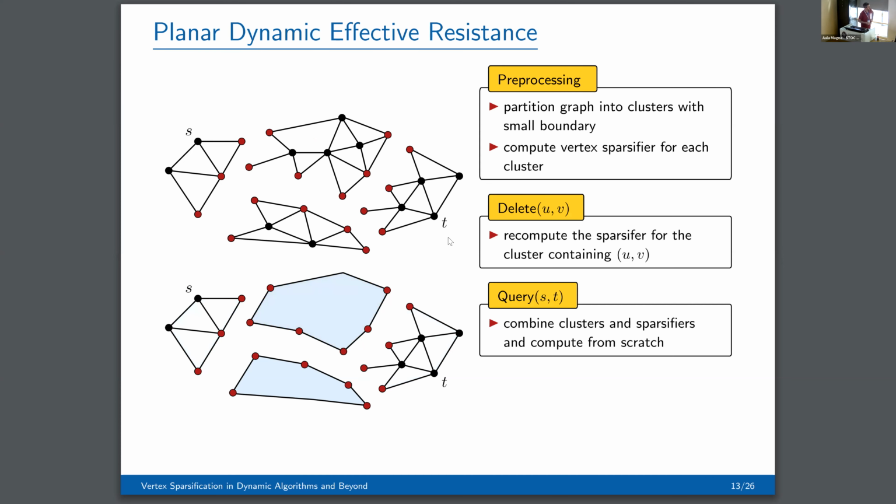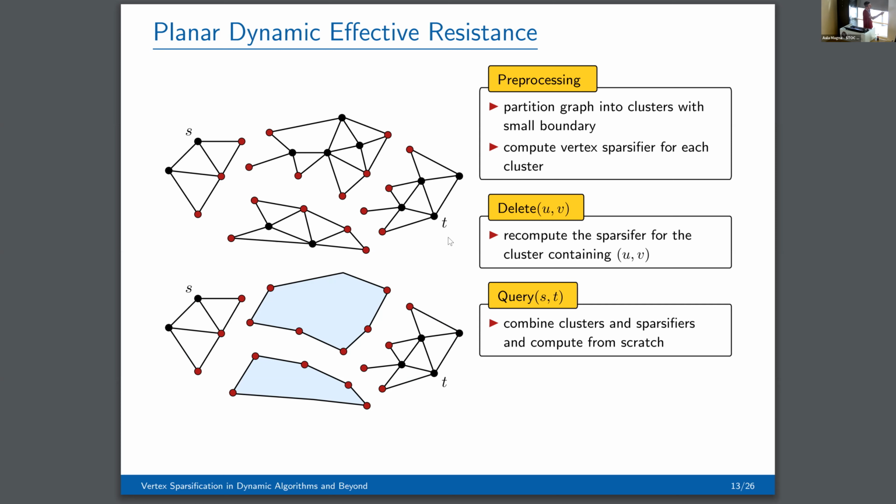And if I get a query between S and T, then I kind of need to merge these Sparsifiers together. So here I'm using some notion of decomposability of these short complements or approximate short complements. And then once I combine these Sparsifiers together, because they lie only on the boundary, the size of the Sparsifiers is actually smaller, and that's why you get a speed up. So this is essentially the algorithm.